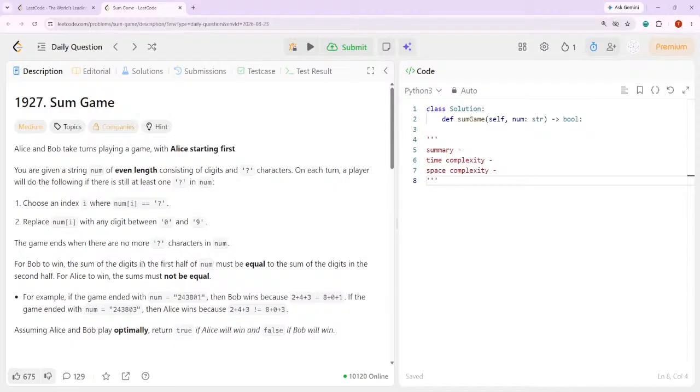For Bob to win, the sum of the digits in the first half of num must equal the sum of the digits in the second half. For Alice to win, the sums must not be equal.